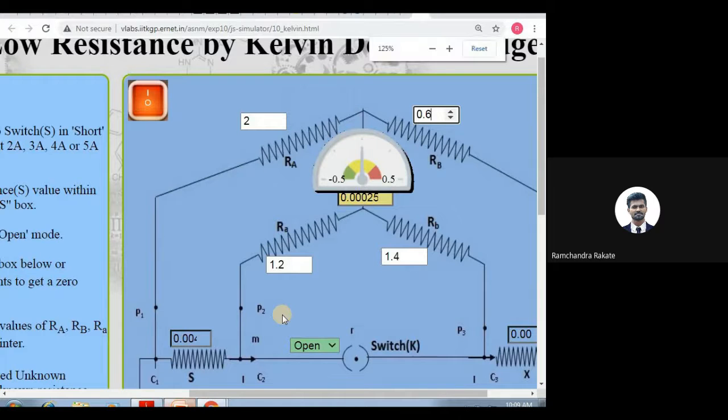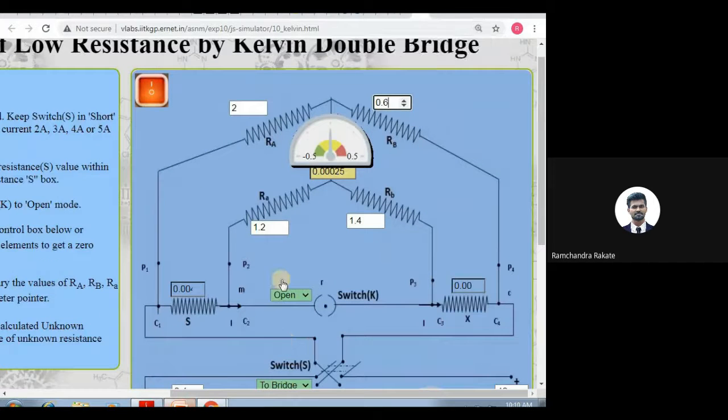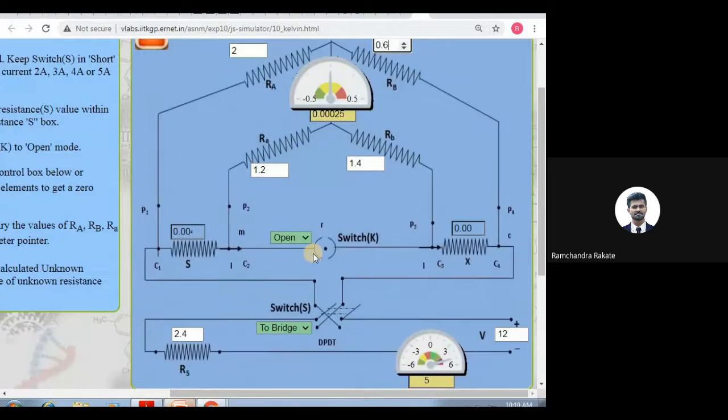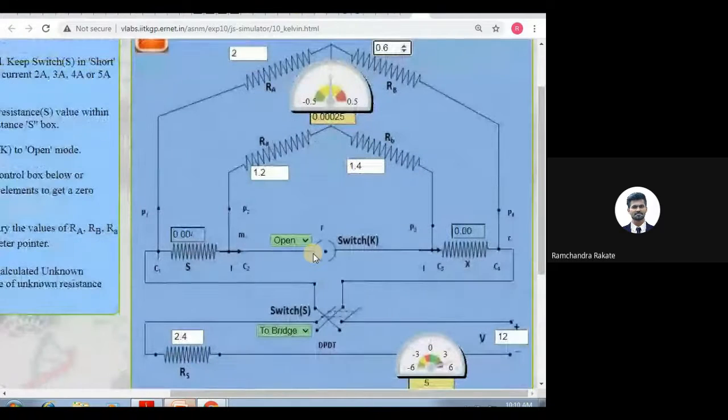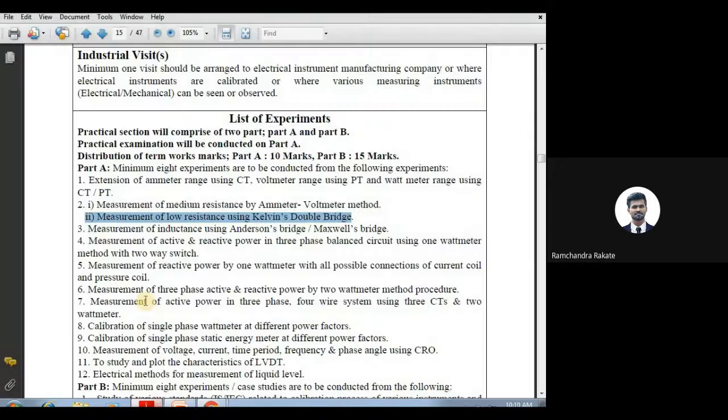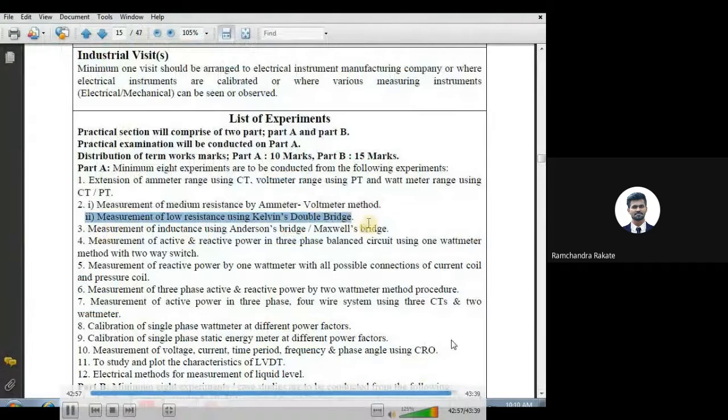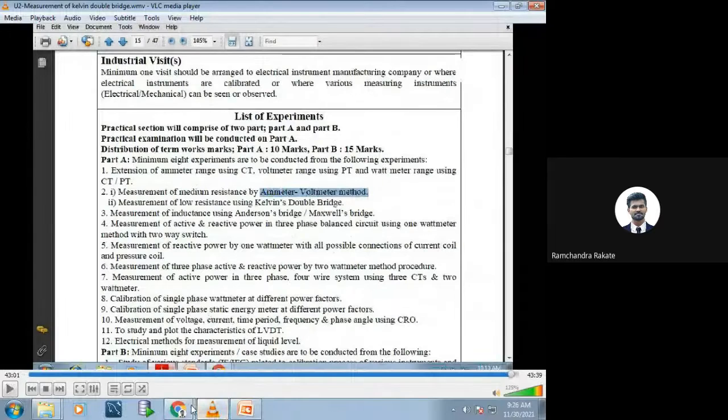And this is how we are using our Kelvin double bridge to measure the value of unknown resistance. So this is nothing but your experiment number 2, the measurement of low resistance using Kelvin double bridge. In the next session, we will come across ammeter and voltmeter.